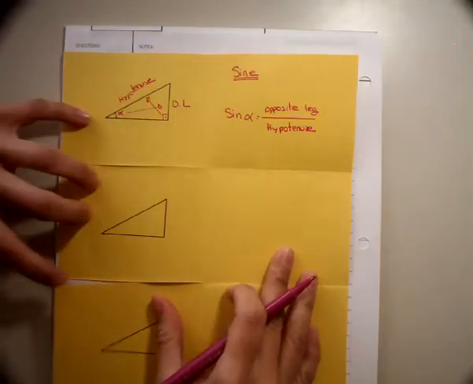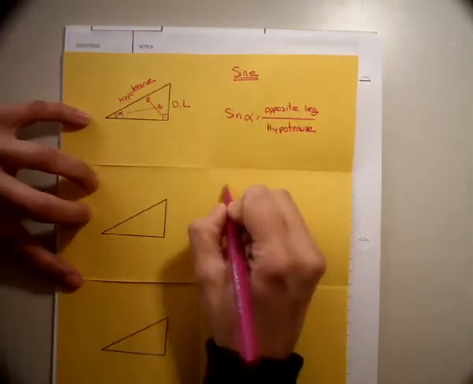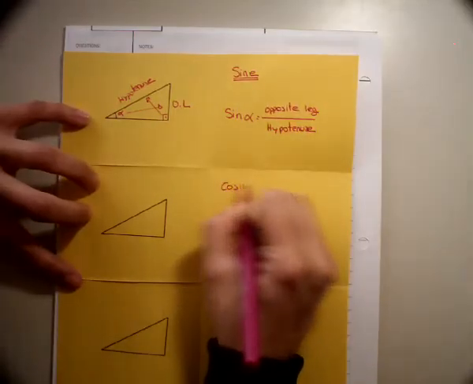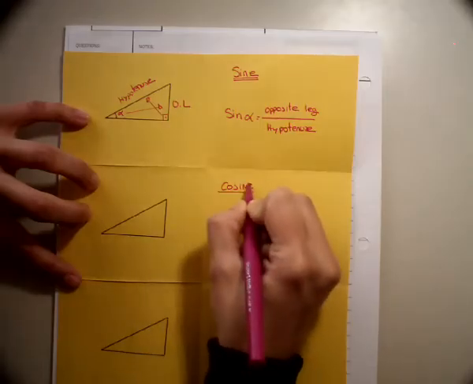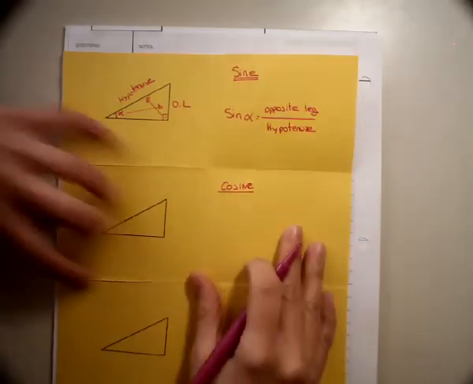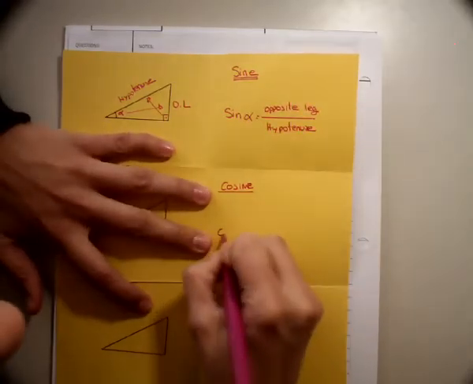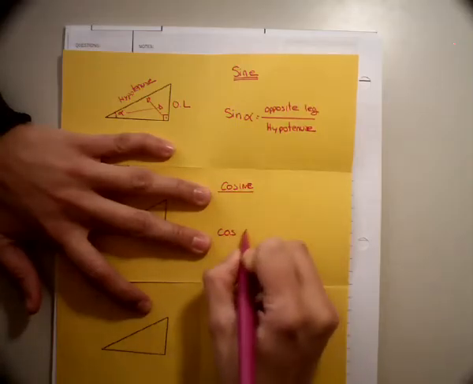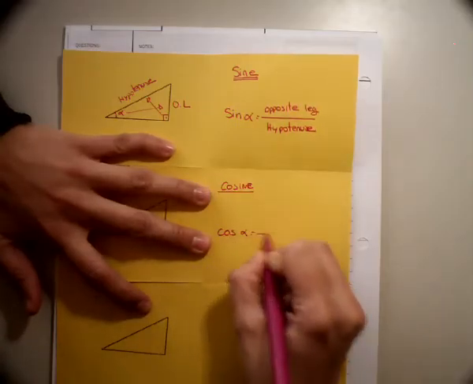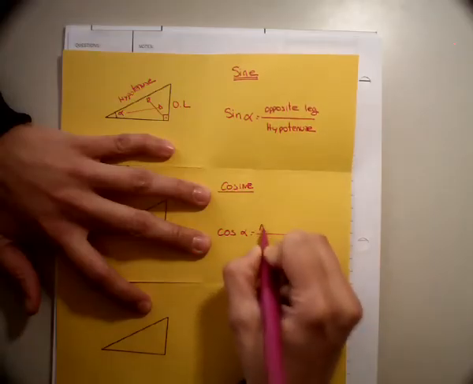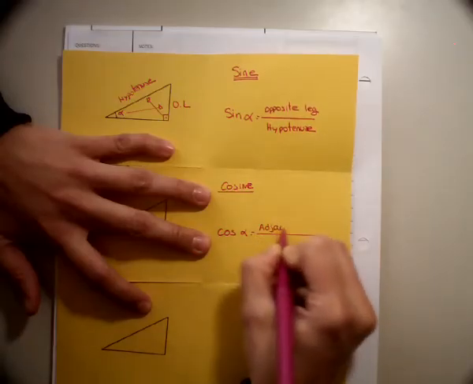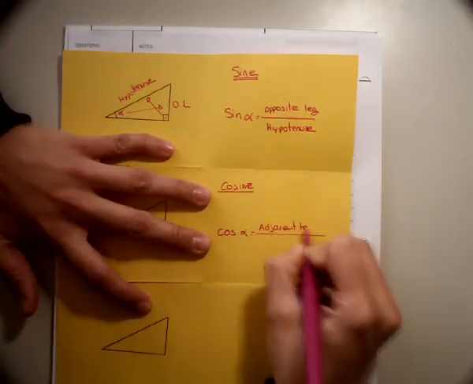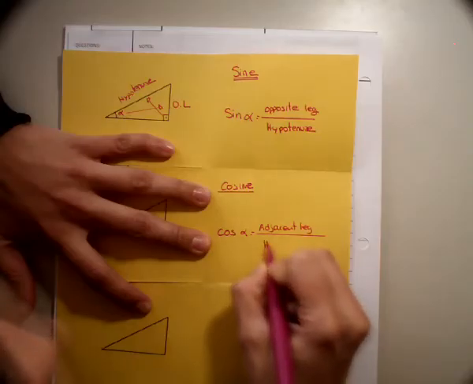The second trigonometric function is the cosine. Again, we are going to use an abbreviation to write cosine. It's cos, C-O-S. Cosine of alpha is equal to adjacent leg over hypotenuse.